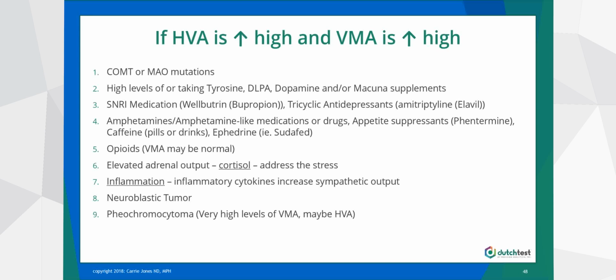If they're an inflamed person, then because inflammatory cytokines cause increased sympathetic output. And then lastly, and of course, most concerningly, if they have a neuroblastic tumor or if they have pheochromocytoma, which is an adrenal medulla tumor.